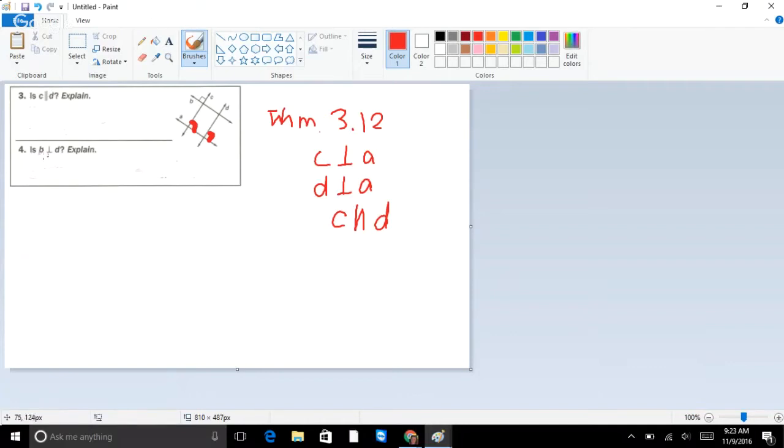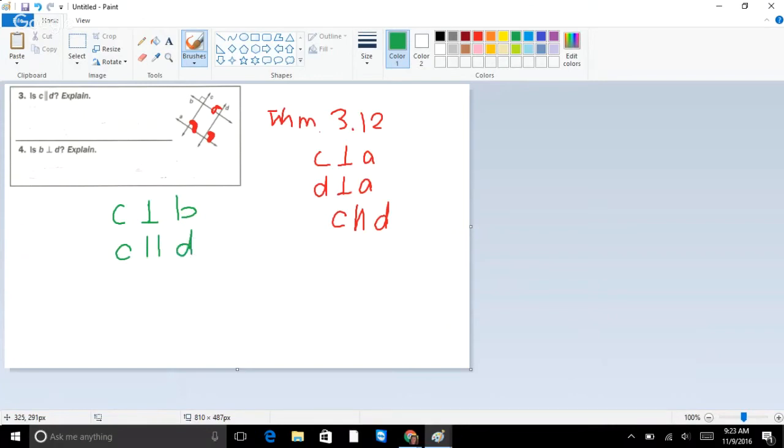It says, is B perpendicular to D? So we're talking about right here, this angle. Is this perpendicular, and can we prove that? Okay, well, there's no indication or marking on there if B and D are perpendicular to each other, but we can use our other information that we have to figure this out. What we do know so far is we know that C is perpendicular to B, and we also know that C is parallel to D.